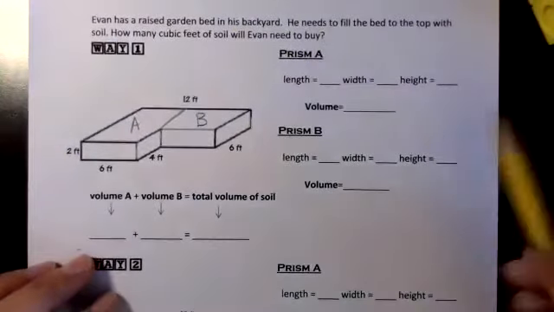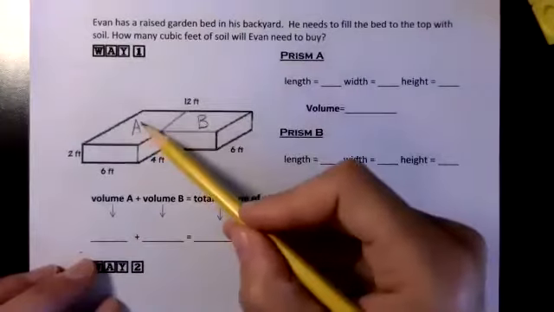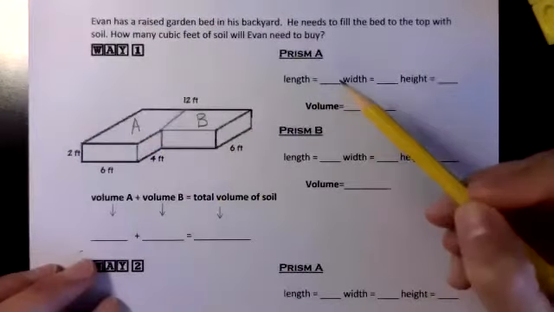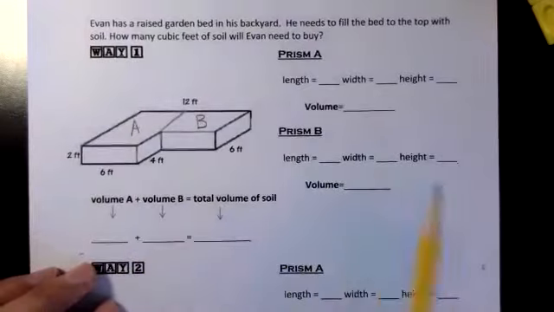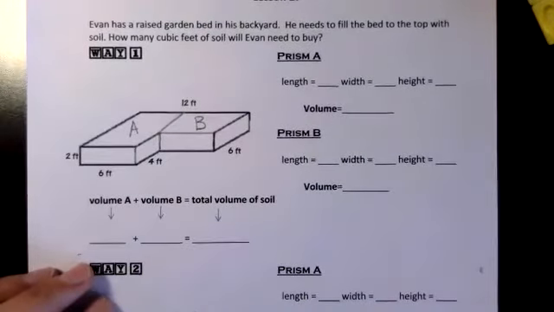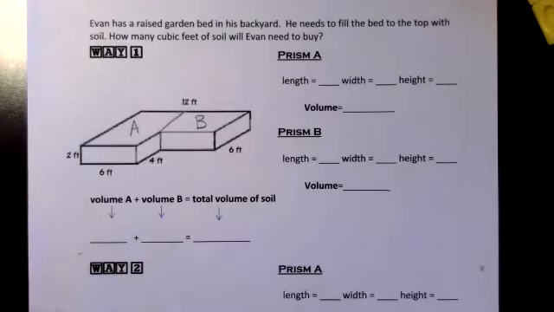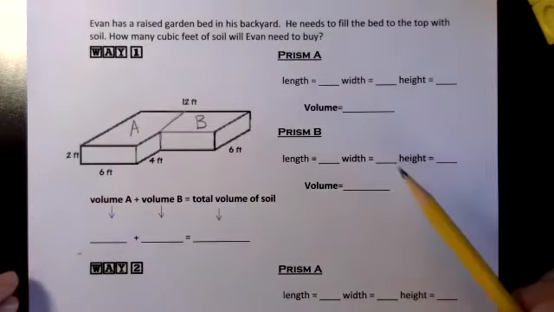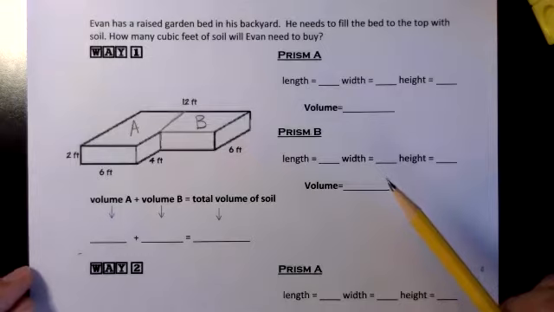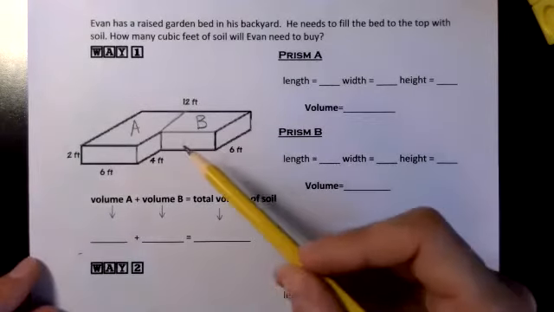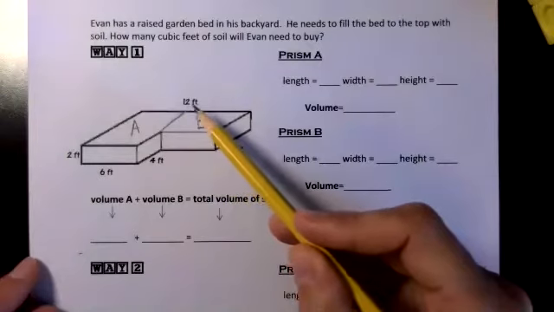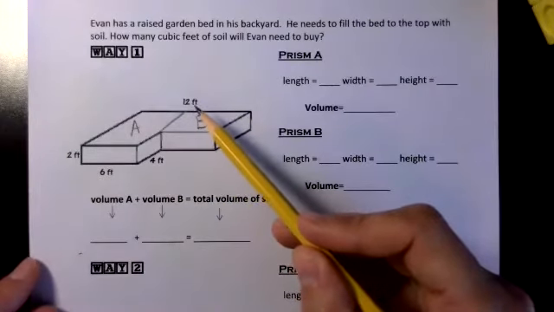So when I look at Prism A right here, I am needing the length. Now remember, length goes side to side. Can one of my students tell me what they think the length is going to be of the rectangular prism A? So student 2, what do you think? I think it's going to be 6 because 6 is half of 12 and you're cutting it right in the middle. Yeah, I see this cut right in the middle, and you're right, half of 12 is 6.